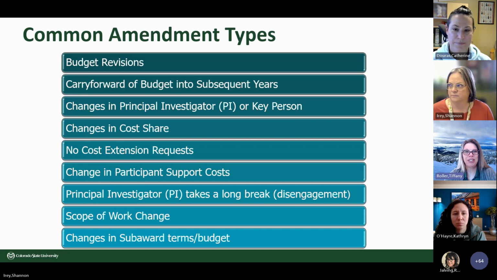Changes to subaward terms and budgets. A few folks have dealt with those. And then the one loan change in cost share. It is a more atypical situation.